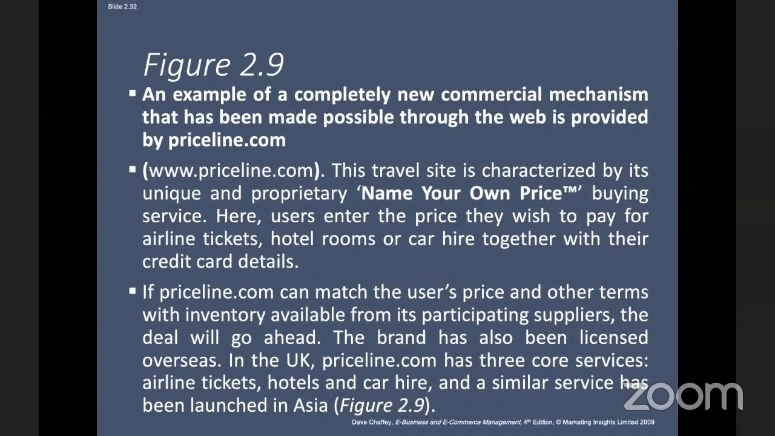If Priceline.com can match the user's price and other terms with inventory available from its participating suppliers, the deal will go ahead. The brand has also been licensed overseas, so this is going for the international market also. When you quote your price for a certain service, either a car booking, hotel booking or air ticket, they find different suppliers as per your quotation. In the UK, Priceline.com has three core services: airline tickets, hotels and car hire. A similar service has been launched in Asia as well, and it is shown in figure 2.9.